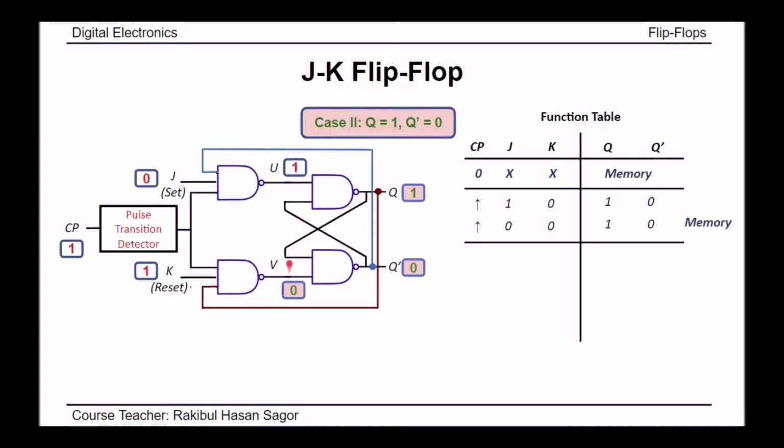So whenever we have 1 and 0 in this SR flip-flop, U equal to 1 and V equal to 0, the output is reset. Reset means Q will be 0 and Q prime will be 1. Hence, for both the cases, when J equal to 0, K equal to 1, we are getting output Q equal to 0, Q prime equal to 1. That means K equal to 1 means reset. So output will be reset. Reset means output will be 0.